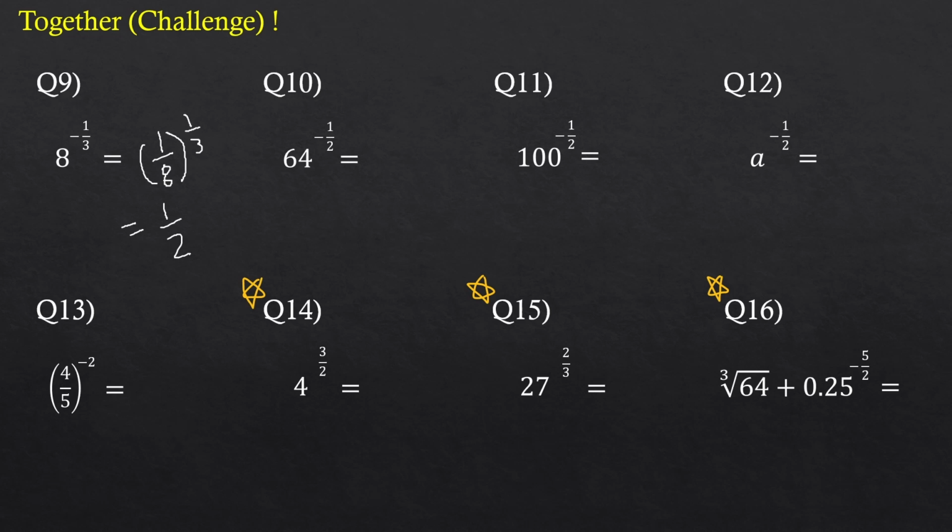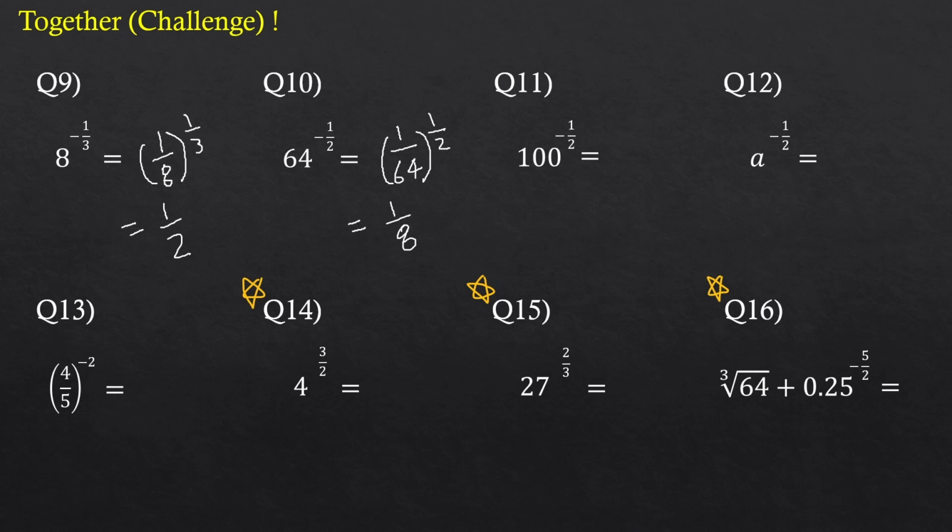Now how about 64 to the power of negative 1 over 2? So again, negative sign means we have to flip it first. And then 1 over 2. And what is this? Don't get confused. This time it's 1 over 2, not 1 over 3, okay? So a number that becomes 64 when you multiply twice. 1 over 8.